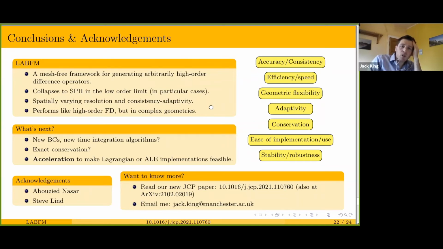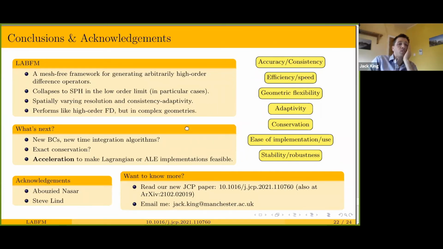If I had to summarize LABFM, I'd say it performs very much like high order finite differences. And so far, anything that is implemented in finite differences that I've tried can be implemented in a LABFM style framework. But then the big advantage over finite differences is that we've got this geometric flexibility, so we can solve problems in geometries that normally you'd have to use unstructured mesh methods or mesh-free methods for.